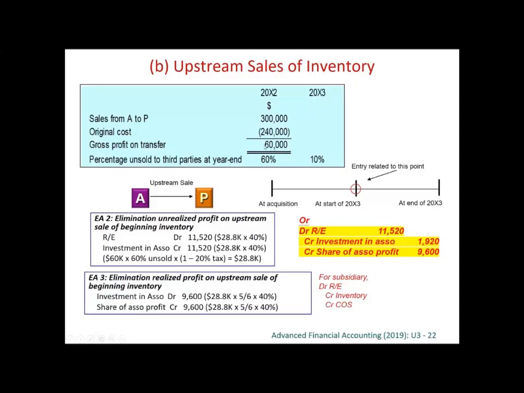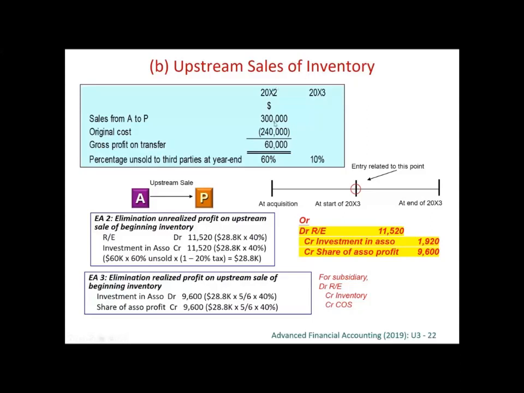Potentially, the overstatement of the inventory can be 60,000, but only 60% remains. So the calculation will be: out of the 60,000, only 60% remains, after tax, 1 minus 20% tax rate, and we share only 40%.